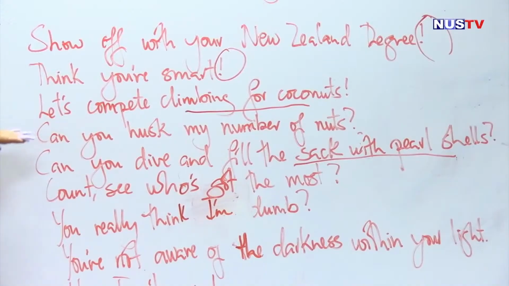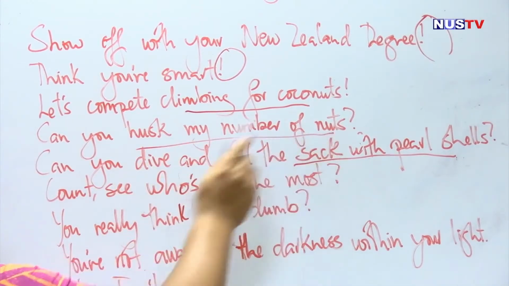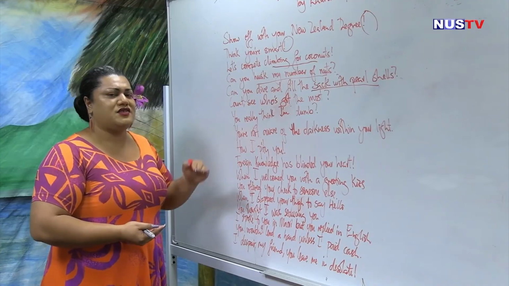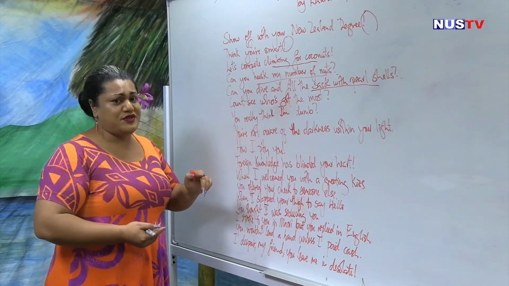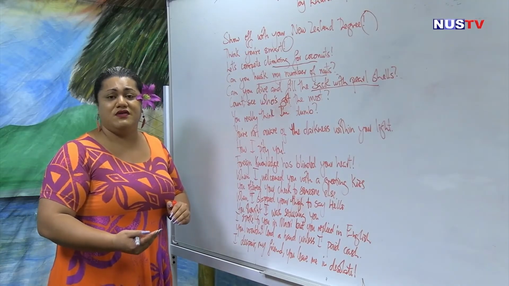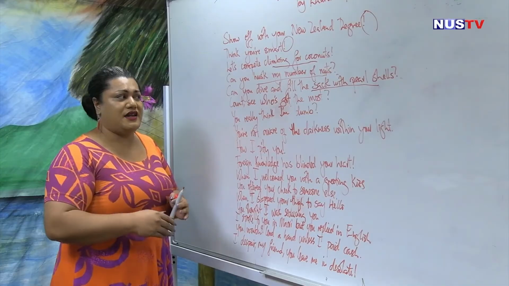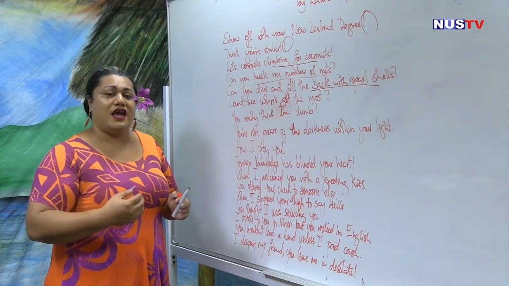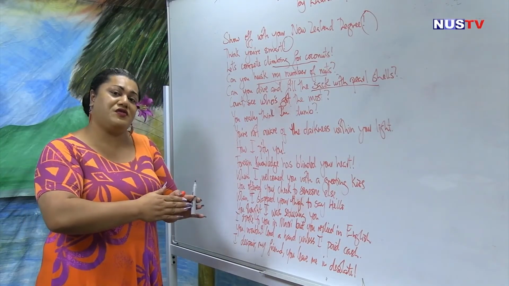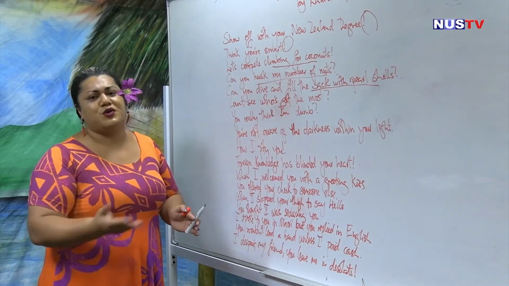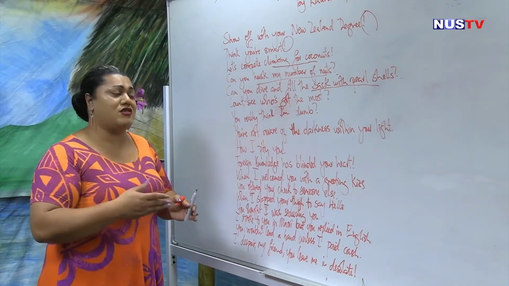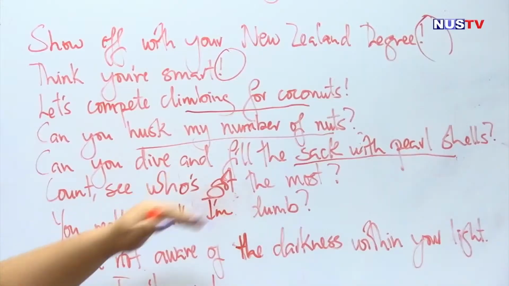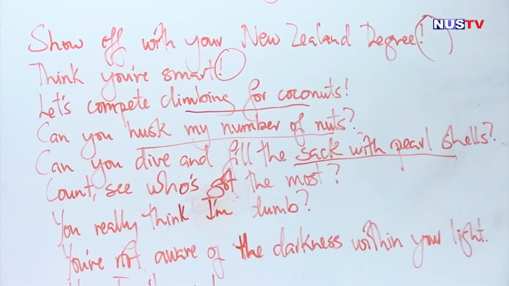Compete climbing for coconuts. Can you husk my number of nuts? So the number of nuts refers to the coconuts. So you can see the pattern. So this person, the first persona, is angry with the person that arrived from overseas. And it seems like the contrast between foreign knowledge, having education overseas, in contrast to daily routines or chores that we do in our families, within our communities, and during our daily lives, climbing for coconuts and also diving in the sea to get shells or pearl shells.